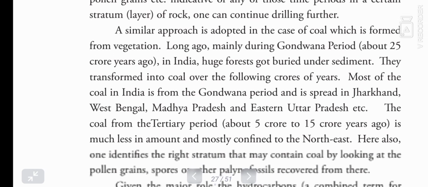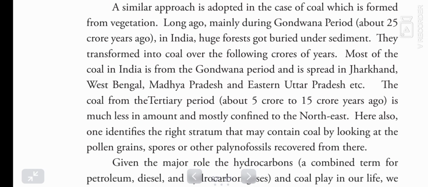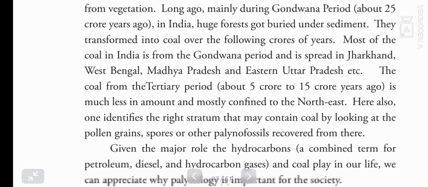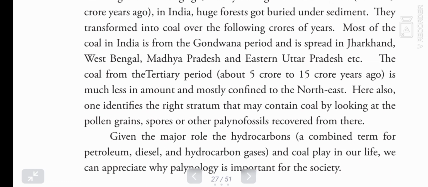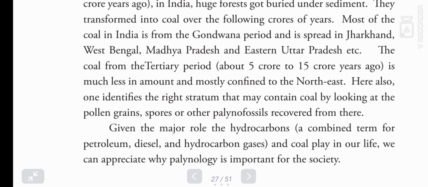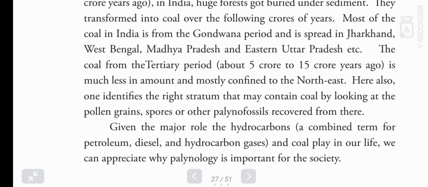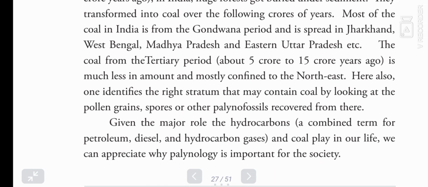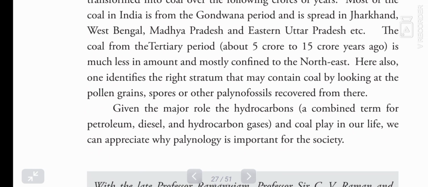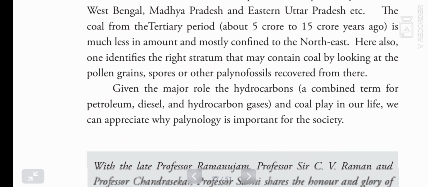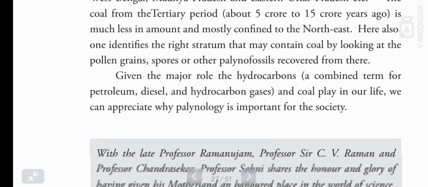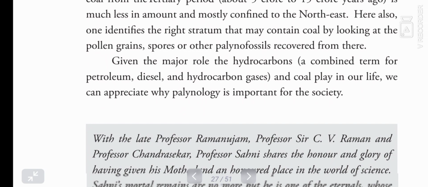A similar approach is adopted in the case of coal, which is formed from vegetation. Long ago, mainly during the Gondwana period, about 25 crore years ago in India, huge forests got buried under sediment. They transformed into coal over the following crores of years. Most of the coal in India is from the Gondwana period and is spread in Jharkhand, West Bengal, Madhya Pradesh, and eastern Uttar Pradesh, etc. The coal from the Tertiary period, about 5 crore to 15 crore years ago, is much less in amount and mostly confined to the northeast.